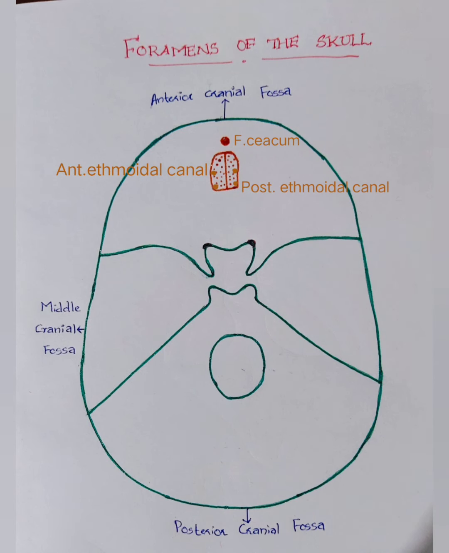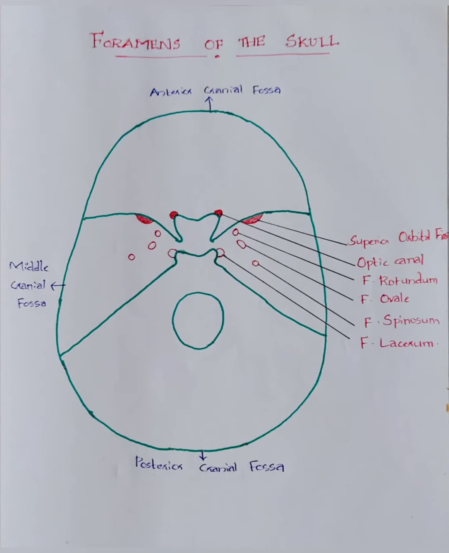Here in the anterior cranial fossae we have foramen cecum, anterior ethmoidal canal and posterior ethmoidal canal. In middle cranial fossae, we can see superior orbital fissure, optic canal, foramen rotundum, foramen ovale, foramen spinosum and foramen lesserum. Turning to posterior cranial fossae, we have internal acoustic meatus, jugular foramen, hypoglossal canal and the foramen magnum.